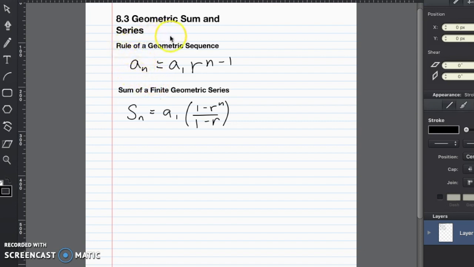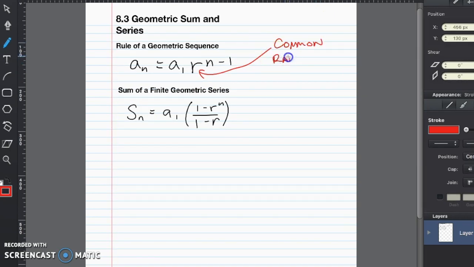So I'll start with the rule of geometric sequence. It's how to find that next term. So like arithmetic sequence and series, if I want to find the fifth term or something, I'll put a 5 for my n, and I'll change what's called the common ratio. So instead of having a common difference, this time I have a common ratio. And we'll see what that looks like in our next slide.